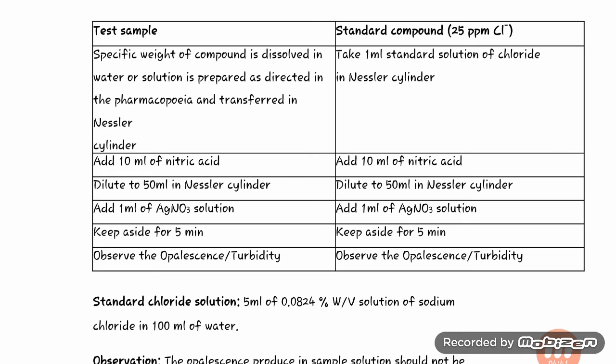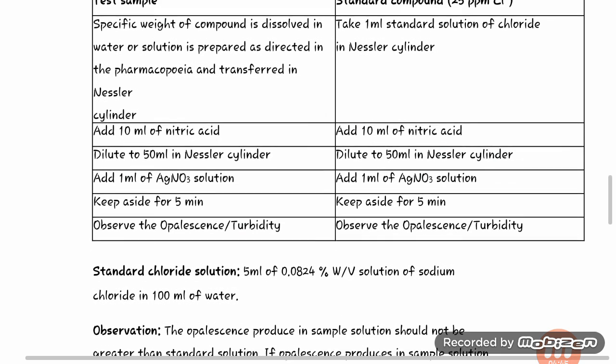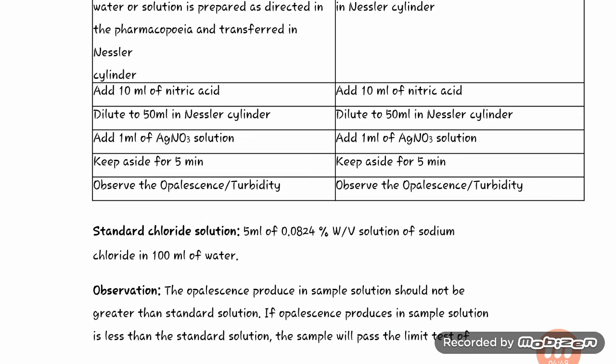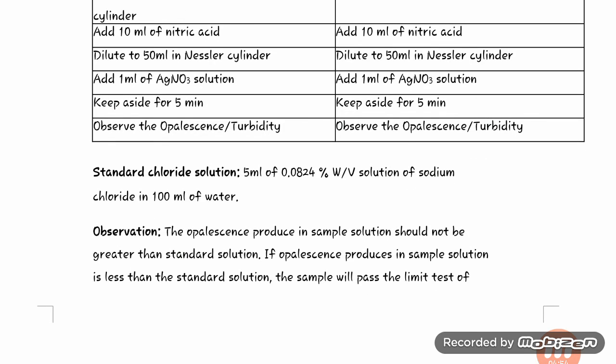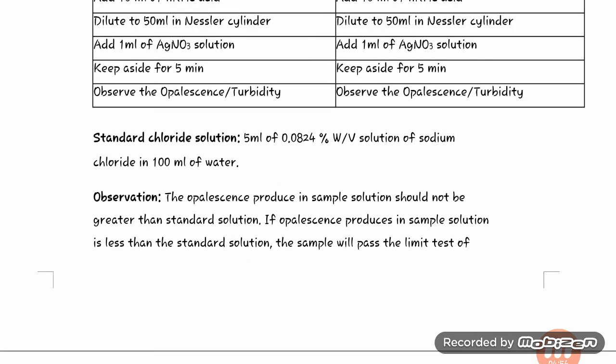Next, for the standard we will use 25 parts per million of chloride. Take 1 ml standard solution of chloride in a Nessler cylinder, add 10 ml of nitric acid, dilute to 50 ml in the cylinder, then add 1 ml of silver nitrate solution, keep aside for 5 minutes, and observe the opalescence and the turbidity.